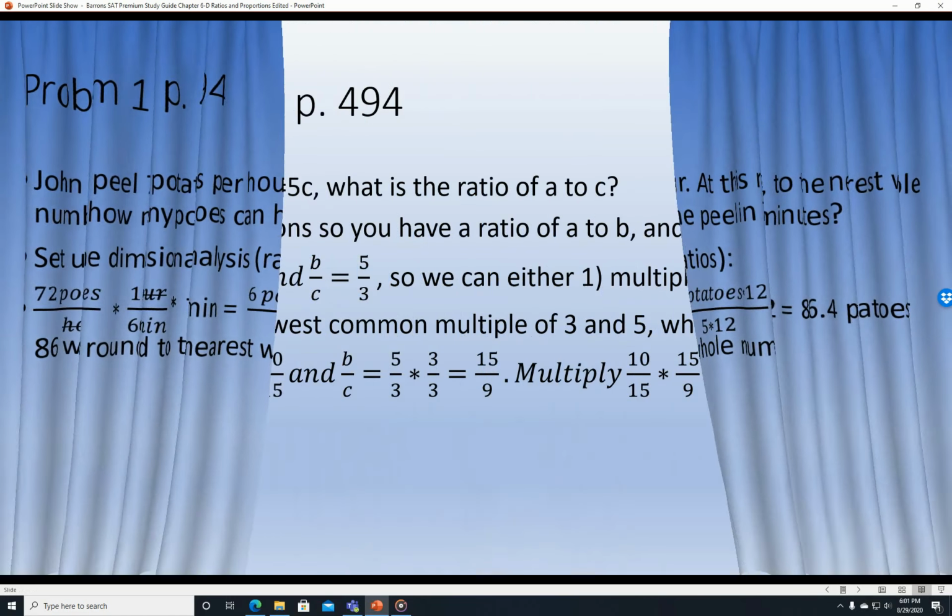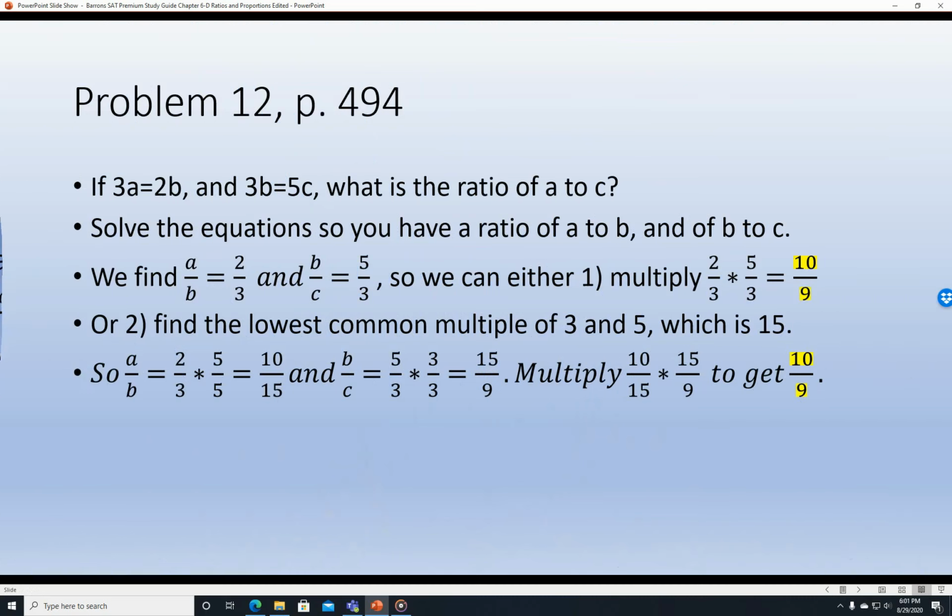Problem 12. Here we go. Introducing problem 12, page 494. If 3a equals 2b and 3b equals 5c, what is the ratio of a to c? So you want to solve the equation so you have a ratio of a to b and of b to c. We find that a to b is equal to 2 to 3. So we're dividing a by b, and then we have to divide 2 by 3. And b over c is equal to 5 over 3, same thing. For b over c, we divide 5 by 3.